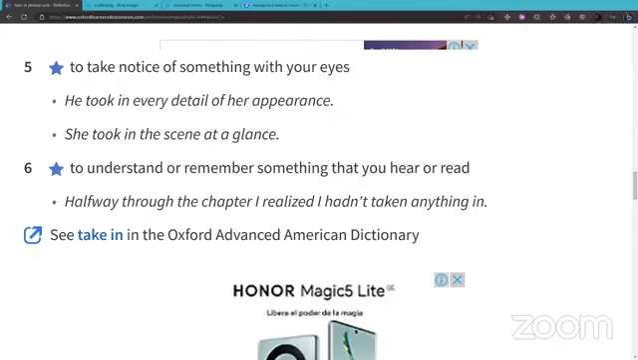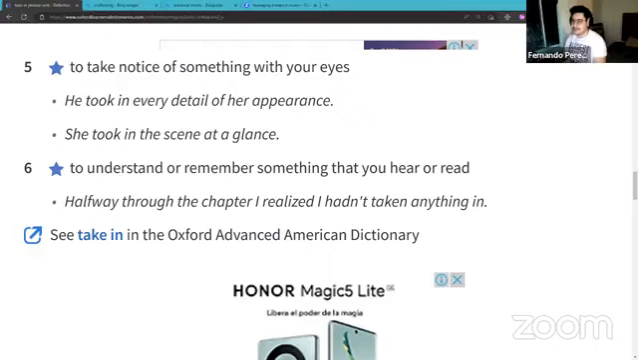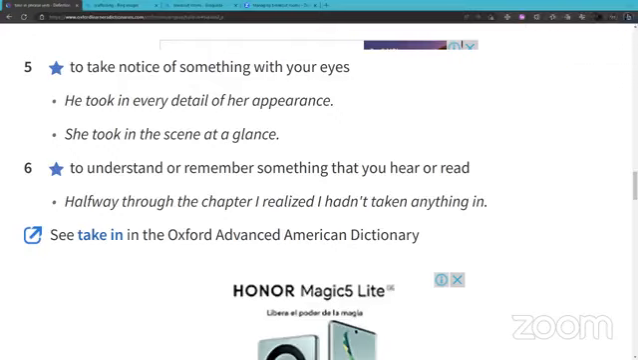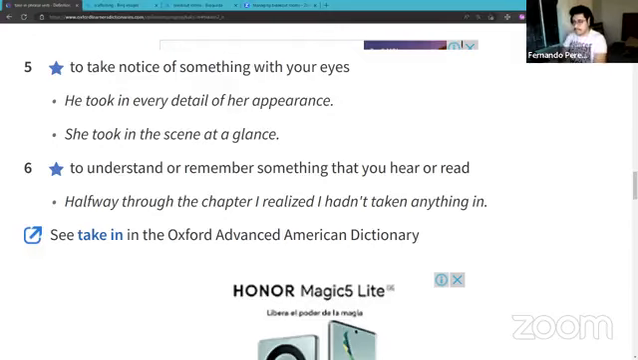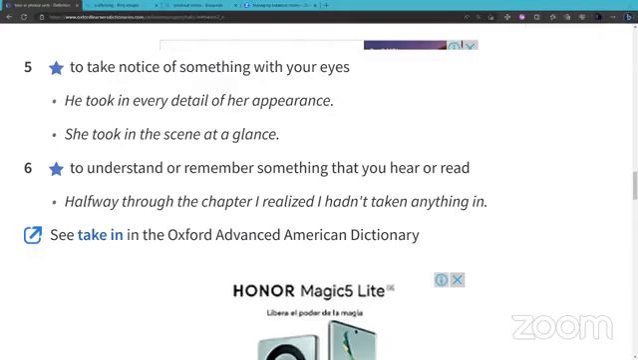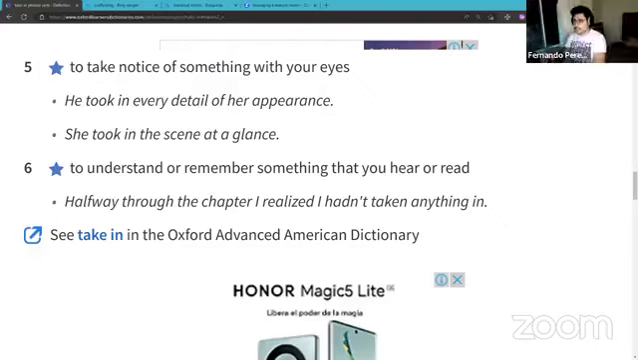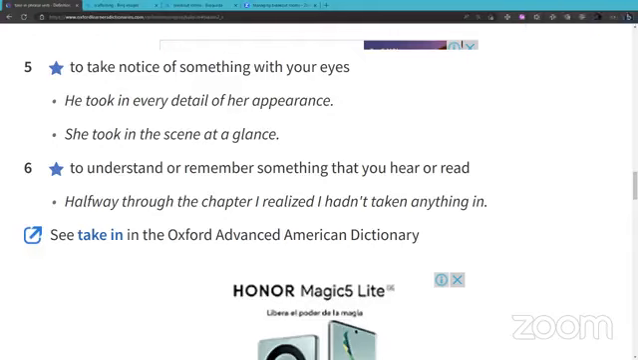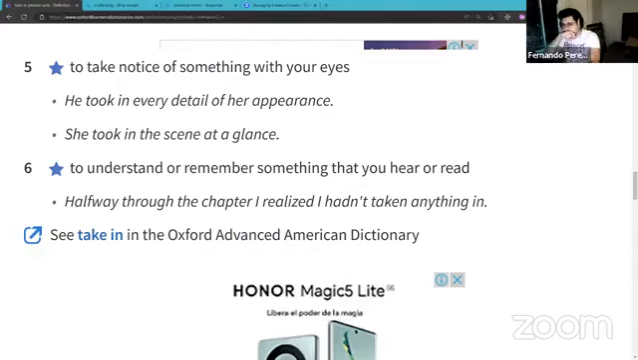Okay. That's right. So then, how do you understand this one? To understand or remember something that you hear or read. So remember something that you heard or you read. Okay, halfway through.